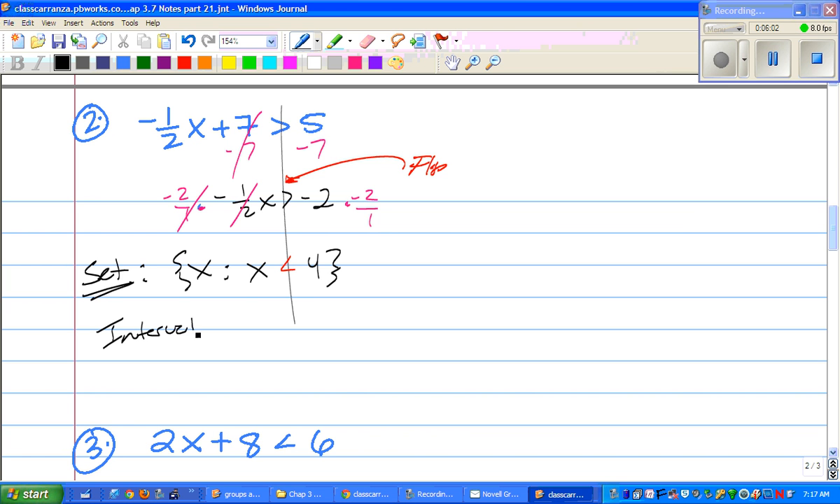Okay, we still need interval, but let's go ahead and graph. So we got 4, 5, 6, 3, 2. It's an open circle because it's just less than, so we're going to shade to the left. Okay, and that helps us do the interval notation, which is -infinity to 4, and both of those are parentheses.